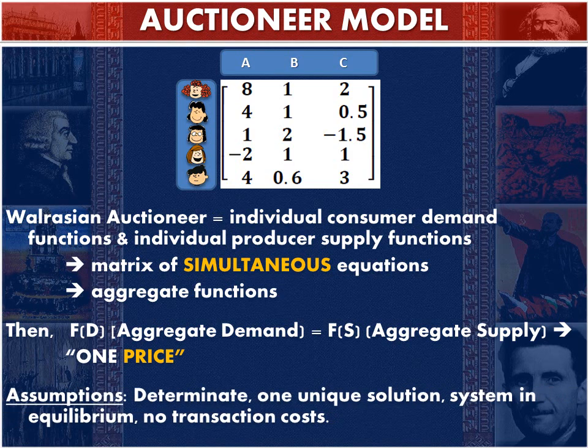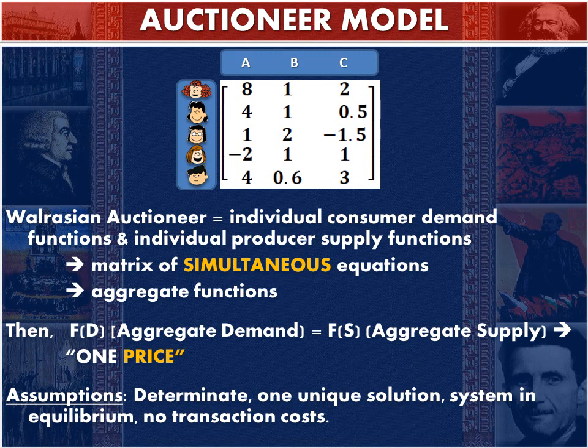Now the assumption here is that it's determinate. There's only one price, we'll solve it, it's fixed. There's only one unique solution, and the system is basically in equilibrium, right? We set aggregate demand equal to aggregate supply, which is saying, look, the system is basically in balance, or if it's not in balance, it soon will be, and all we have to do is assume that's in balance, and then we can solve for all the different variables. We can solve for the variable of the one price.